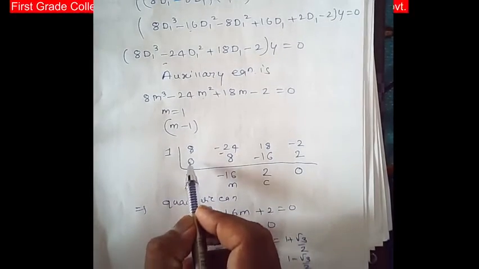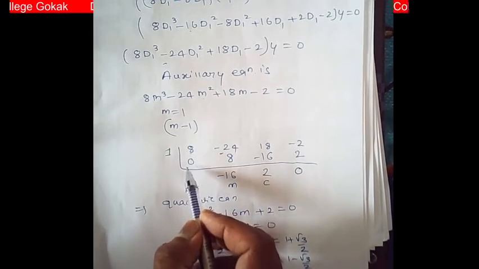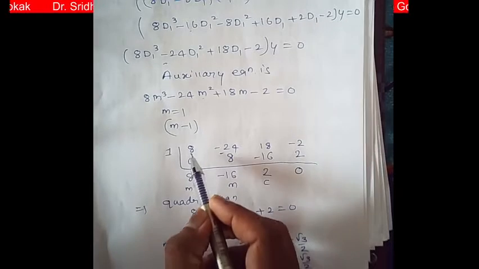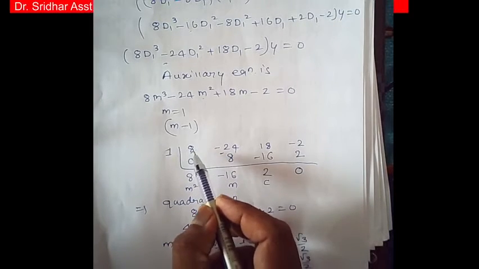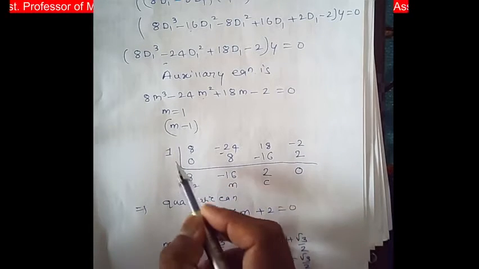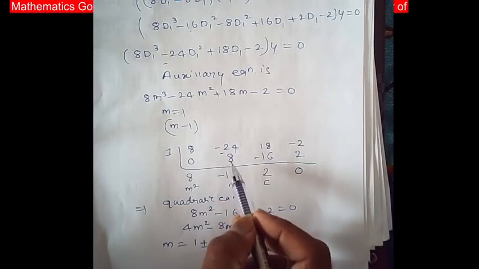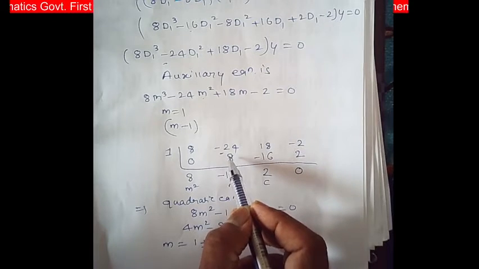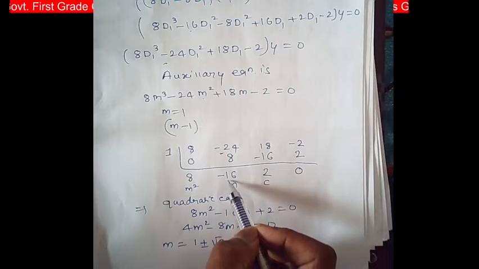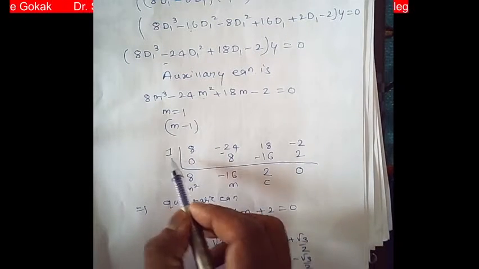After writing this, next, below the first element we write 0. Then we add these two, so 8 plus 0 means 8. After adding, we multiply this 8 with this 1, so 8 into 1 is 8, and we write that below the second element, here 8. Now minus 24 plus 8 is minus 16. Add these two, minus 16. Again after adding, multiply this minus 16 with this 1 and write it below the third element.